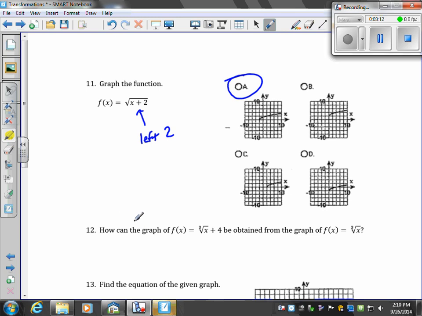Number 12 says, how can the function, the cube root of x plus 4, be obtained from the parent graph? So here's our parent graph, and then we look at this, and that just means up 4 units.